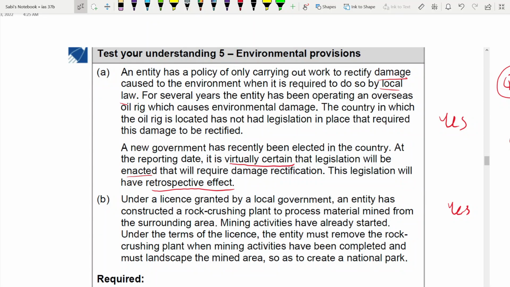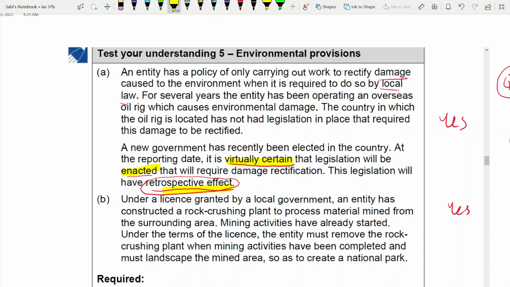Okay, why? You need to explain the reasons why. Because the new legislation will have a retrospective effect. Retrospective effect means backward. You are going in the past and you need to change the figure. Okay, and it is virtually certain to be enacted. You see the word virtually certain, I've underlined it also, right? So the damage caused by the oil rig is the past event that gives rise to a present obligation.